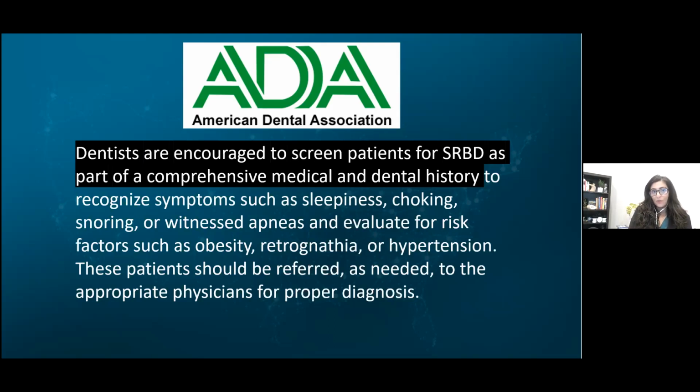So I just kind of off the bat say, hey, I wasn't aware, but guess what? Now I'm aware. This is part of my comprehensive oral evaluation, just like I do everything for you when it comes to your teeth and your gums and your soft tissues. I'm also looking at your airway as well. Who better to? We spend so much time with you.